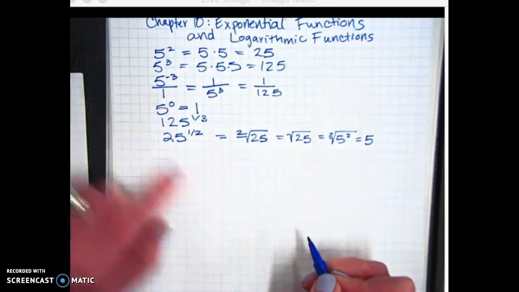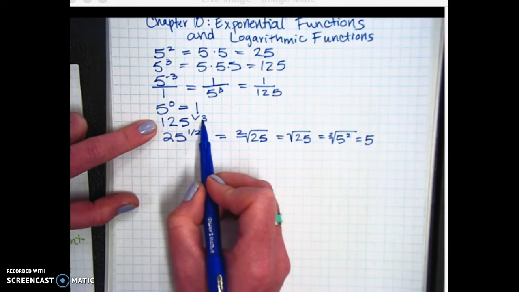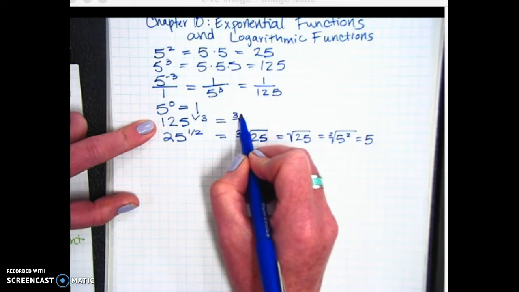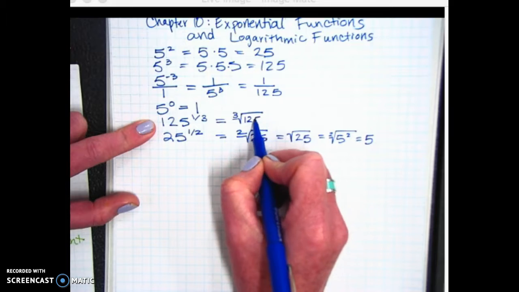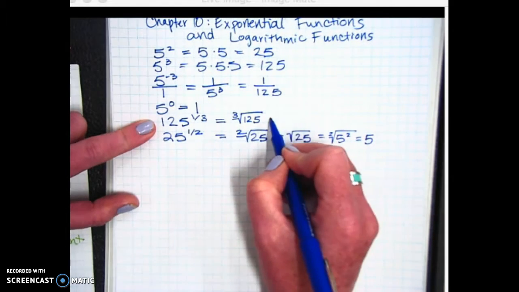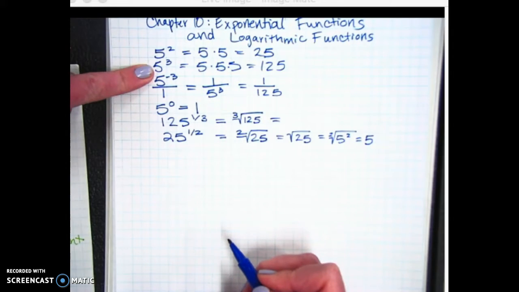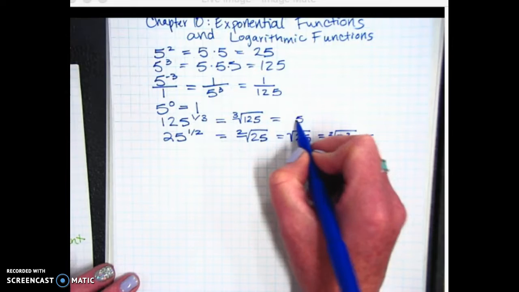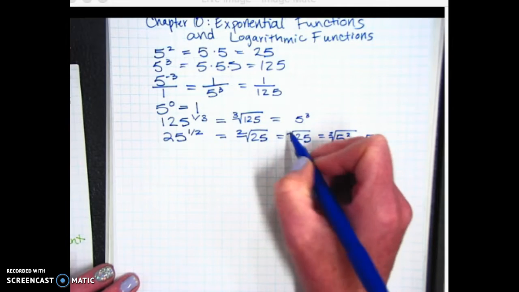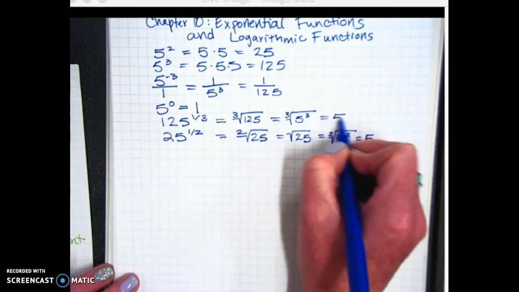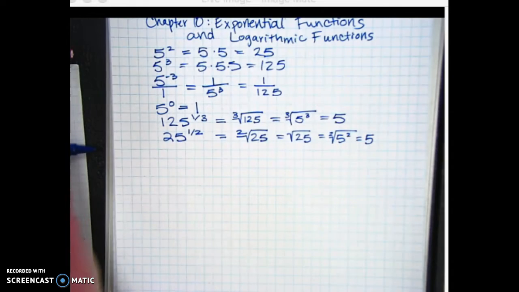So 125 to the 1/3 power is the third root of 125. You want to guess what 125 is? Or come up here. It's 5 to the third. So under the radical we have 5 to the third power, and we want the third root. So the answer is 5.